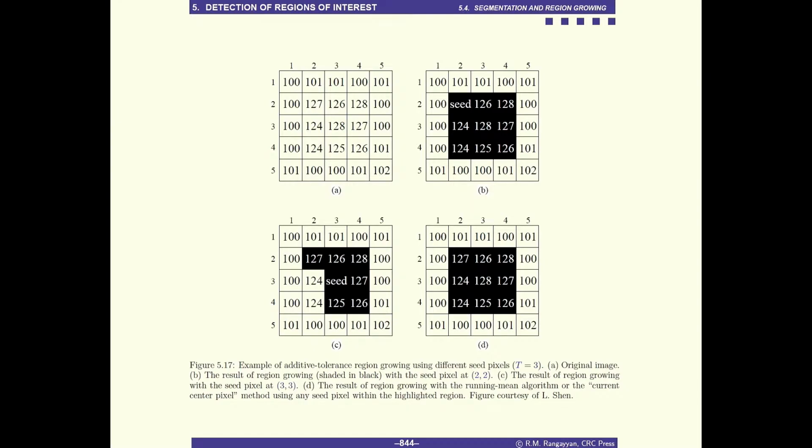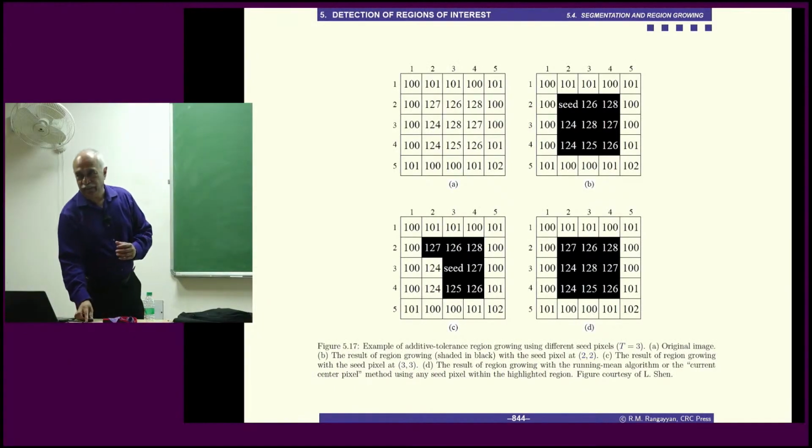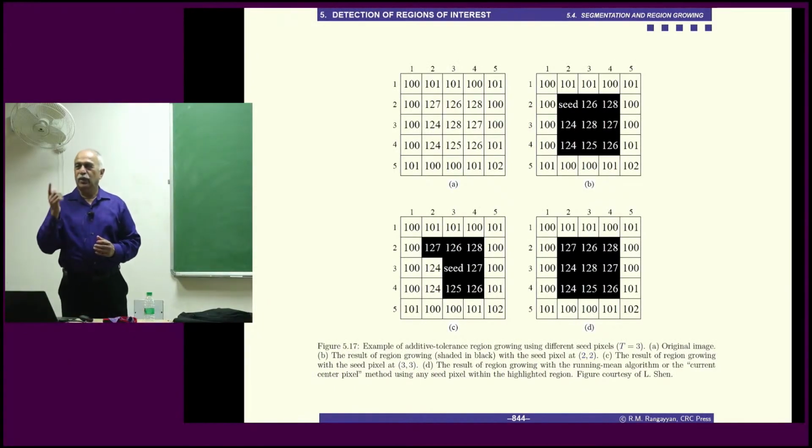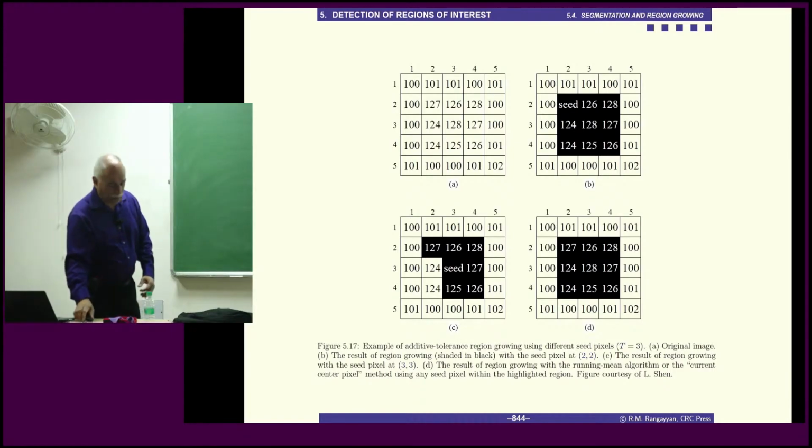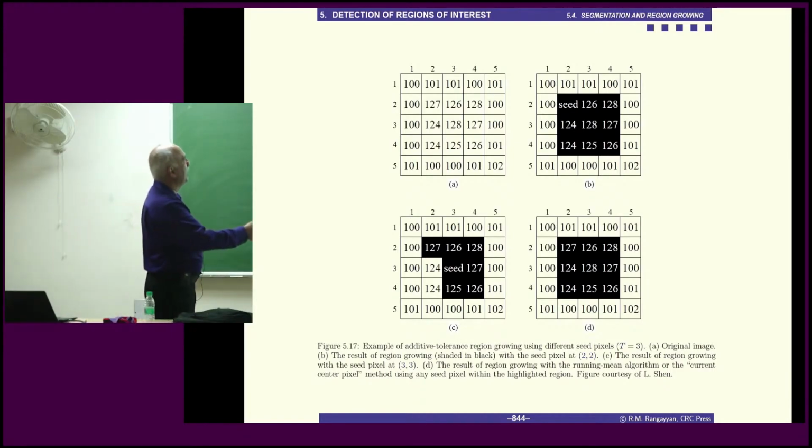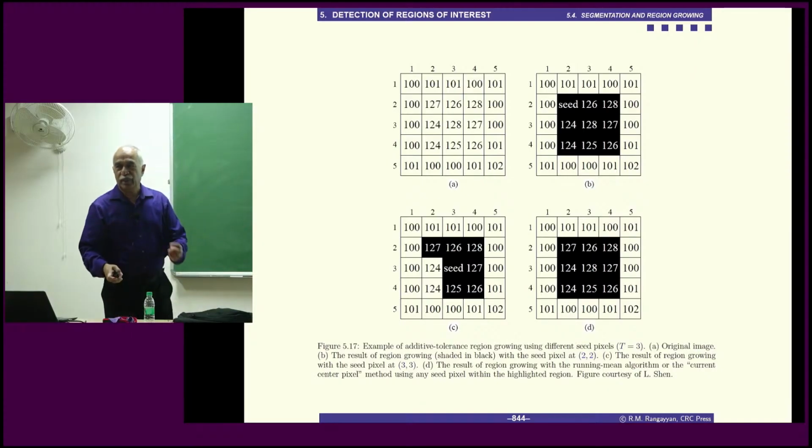So for this, we said use the running mean of the region as a reference, not one seed pixel. Although we start from there, once you include one pixel, the reference becomes, what is this value, 127. You include this pixel, the reference becomes not 127 but 126.5, the mean of the two. And then you include that, it becomes the average of those three. Include this, it becomes the average of those four. So this we call a running mean.